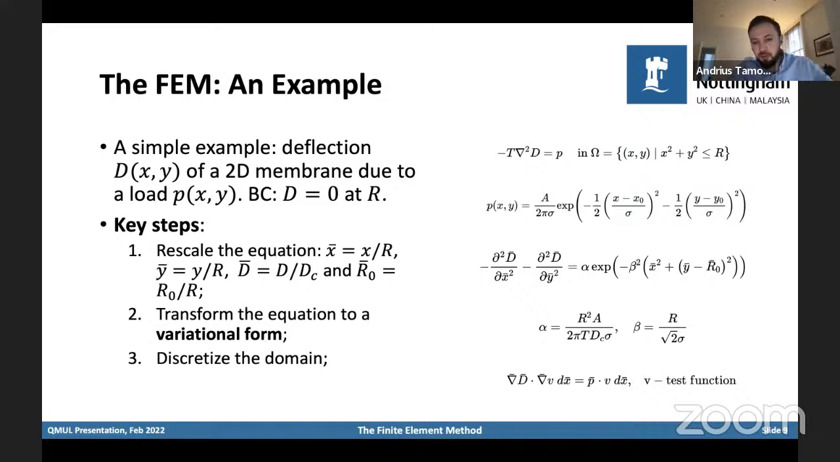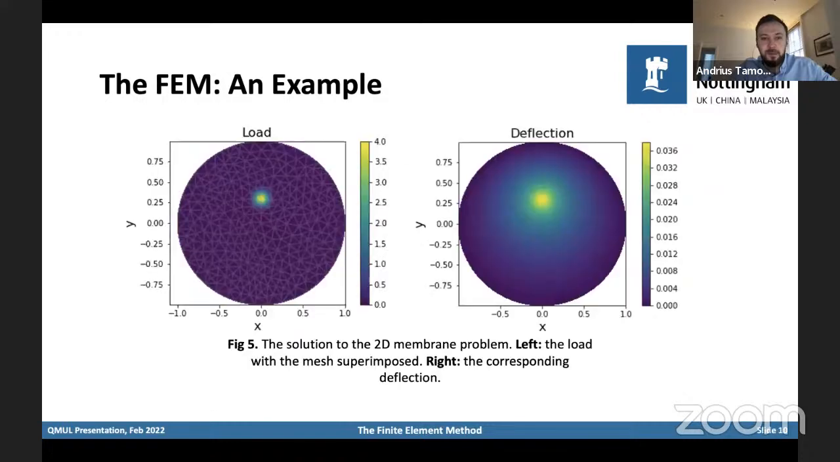You discretize the domain, which Phoenix does for you automatically, and you solve this via Picard iteration or Newton's method or many of the other methods that you have. And you obtain something like this. So this is our domain in 2D. You can see the mesh superimposed on that. This is the load, so basically just putting some weight on it. And on the right, we have just the solution, so the kind of deflection of the drum in this case.